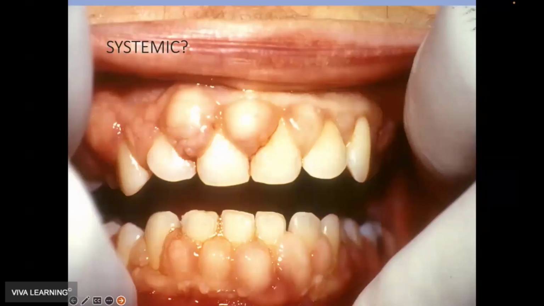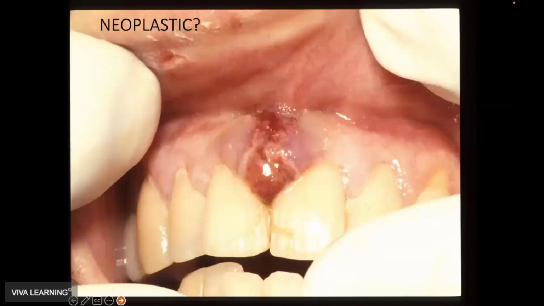Systemic. This is a 27-year-old white female, status post-kidney transplant. As a result of the kidney transplant, she's on 2 drugs. Number 1, cyclosporin, which is an immune system suppressant that prevents the body from rejecting the transplanted kidney, and a calcium channel blocker to help maintain her blood pressure. Both of these drugs have as a side effect gingival hyperplasia. So this is a systemic result of medication that the patient is taking.